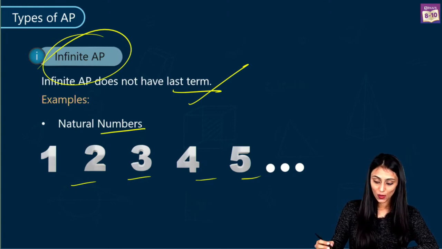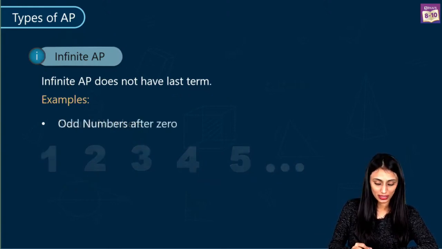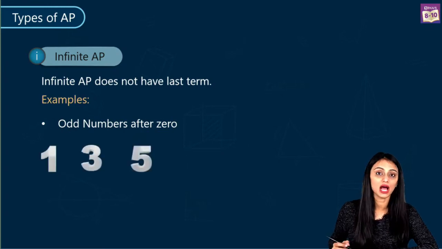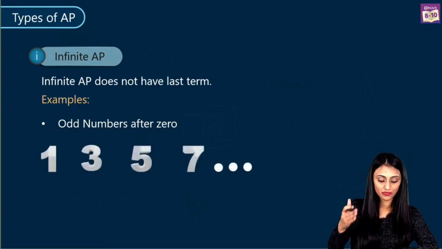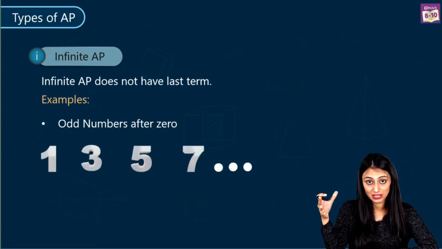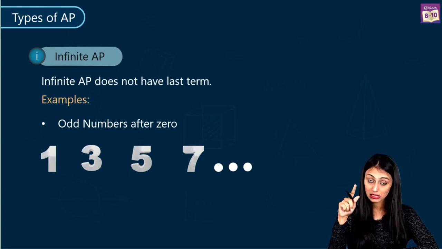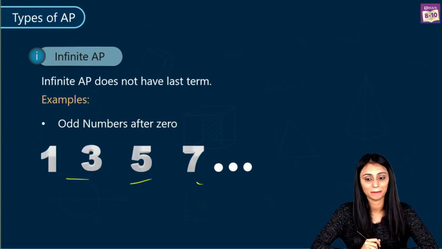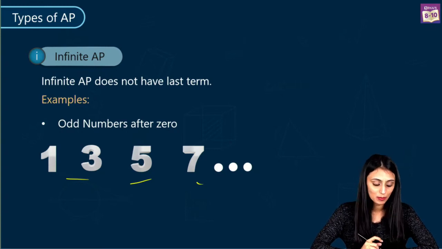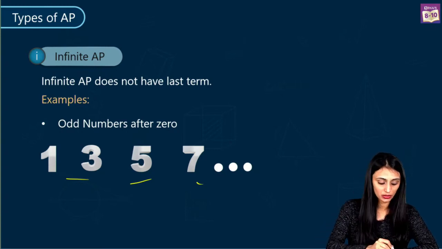Alright. Now, let's take a look at one more example. Let's suppose we talk about odd numbers after 0. So, we have 1, 3, 5, 7. Again, we do not have a last term. It is an infinite AP. It is an AP because the common difference is again the same, right? Yes, Deepak, but there is a first term. The first term is here, that's 1, right?